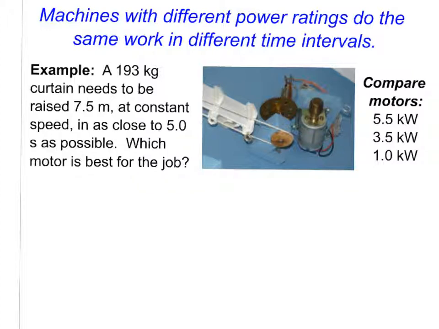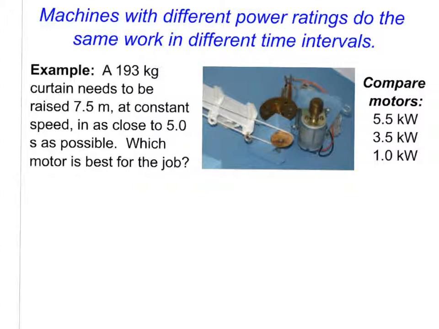Let's say that we have a curtain that needs to be lifted, and we have a little curtain motor, or we want to find a curtain motor. And we have some different power ratings for different curtain motors. And here are our specifications. We'd like to know which curtain motor is going to apply the best to our situation. And in our situation, we have a 193 kilogram curtain, and we want to raise it 7.5 meters, and we want the time to be as close to 5.0 seconds as possible.